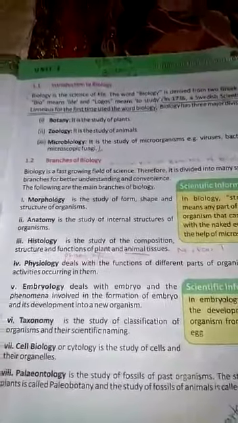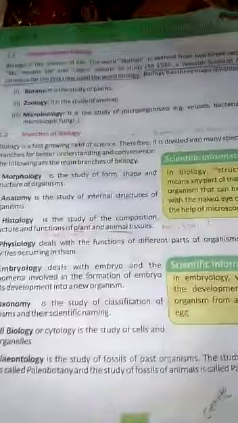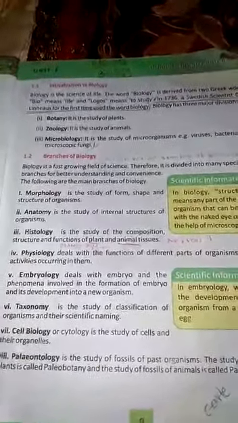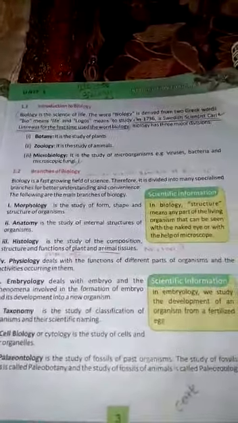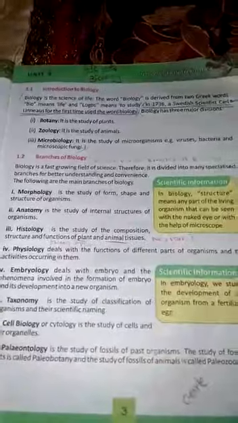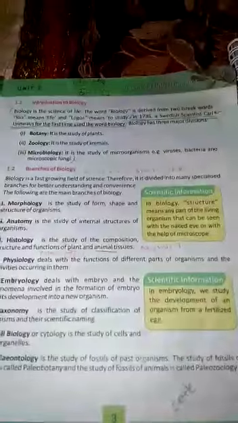What is histology? Whenever the word histo comes, it is tissues. So histology is the study of composition, structure, and functions of tissues. How an organism's internal parts are composed, how they are formed, what is their structure, and what functions they perform. They are studied in histology. For example, we are supposed to study the nervous system of an organism. So all the parts that are present in the nervous system, they are studied in histology.